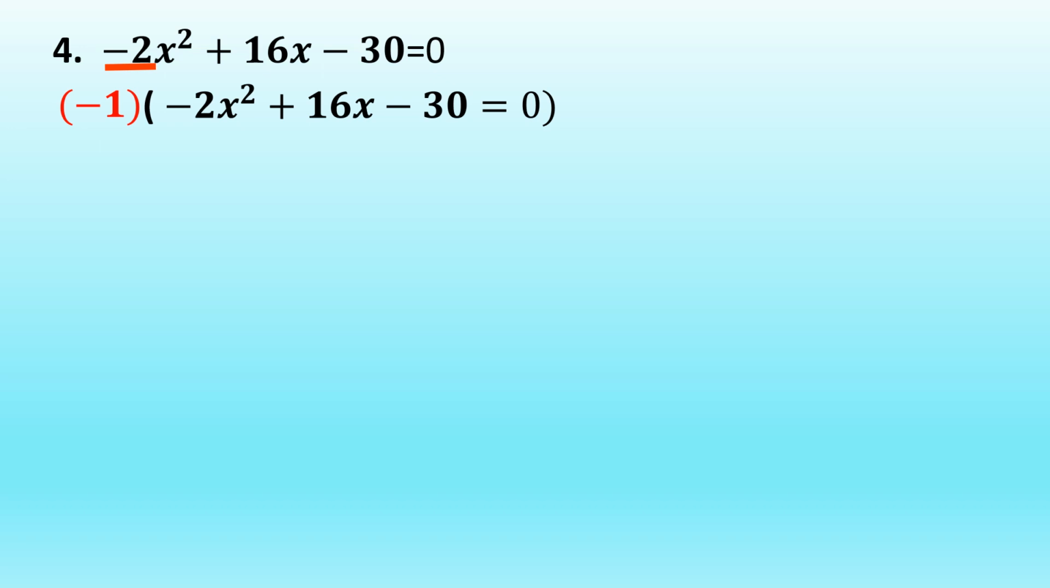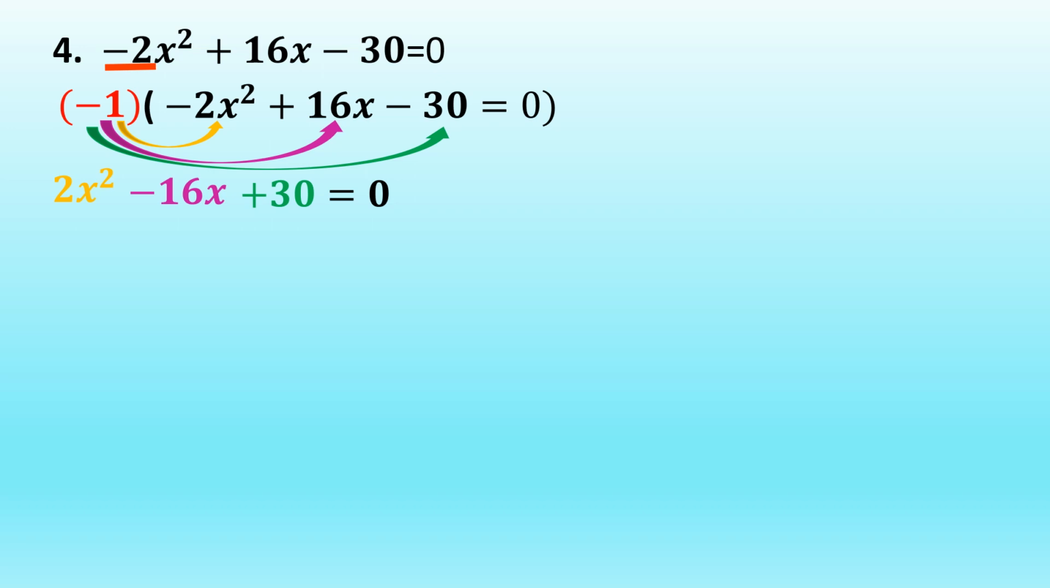Using distributive property, we multiply negative 1 to all the terms in the quadratic equation. So negative 1 times negative 2x squared is positive 2x squared. Negative 1 times positive 16x is negative 16x. Negative 1 times negative 30 is equal to positive 30. Our new quadratic equation would be 2x squared minus 16x plus 30 equal to 0. We can now proceed to using the x factor.